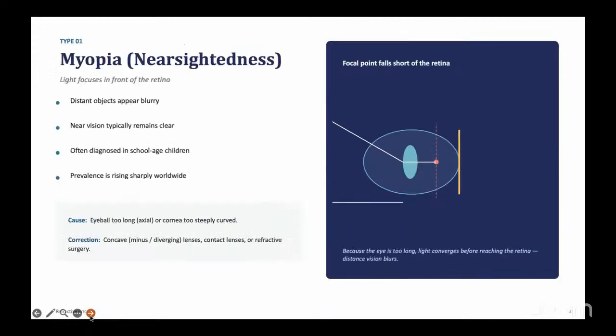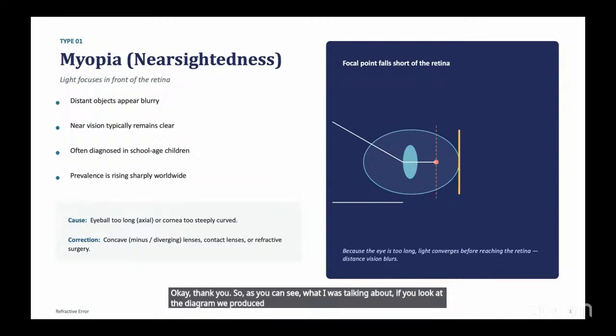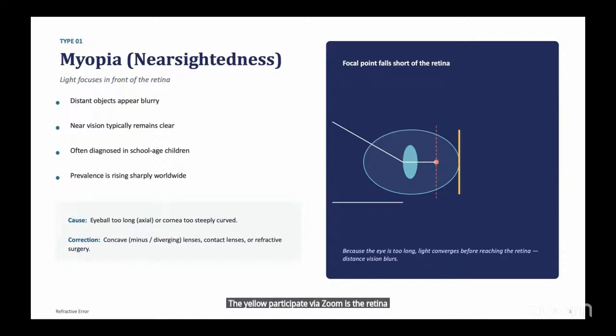Okay, thank you. So as you can see, what I was talking about, if you look at the diagram we produced there, assume the light blue shade is the lens. When the light comes from outside and passes through the lens, it doesn't hit the yellow part, which we are assuming is the retina. It falls right in front there.